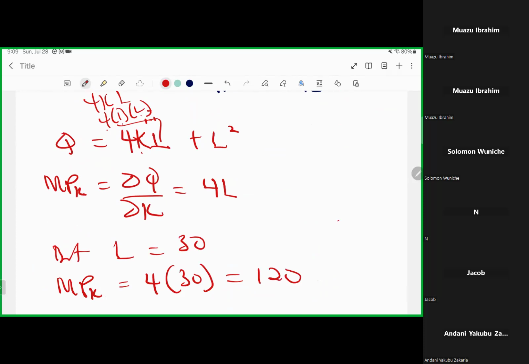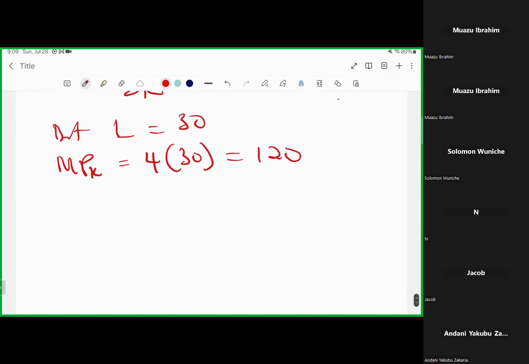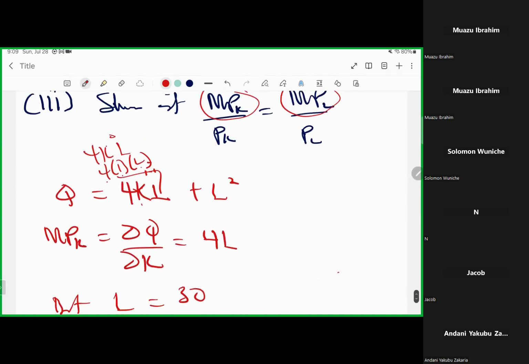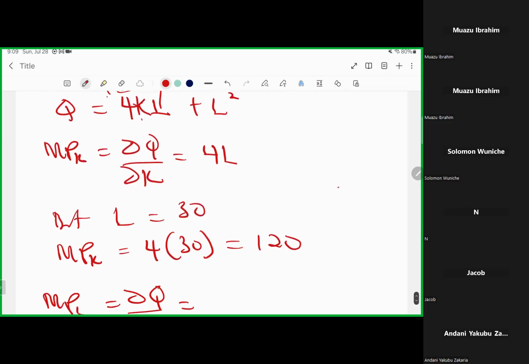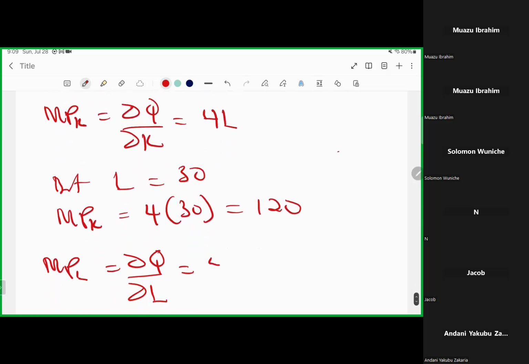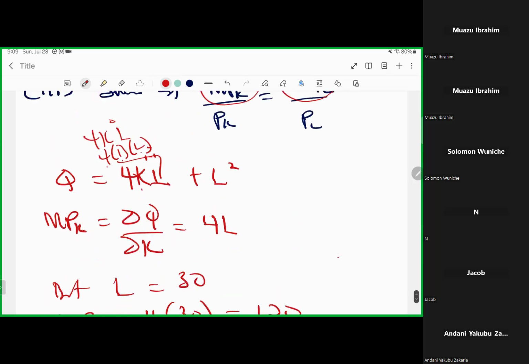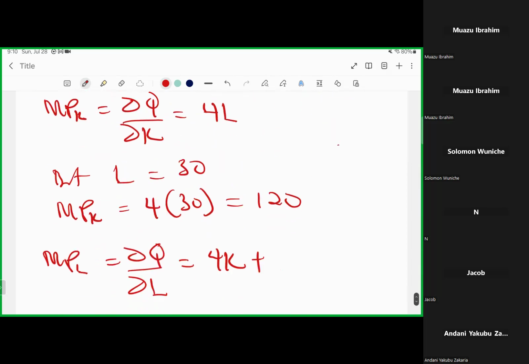What about the marginal product of labor? The marginal product of labor is the same thing as delta Q over delta L, which, as you can see here, is 4K plus this 2 will come here, L to the power 2 minus 1. So here will be 2L^1, which is the same thing as 2L. Any number raised to the power 1 is that number, but any number raised to the power 0 is 1. So here will be 4K plus 2L.